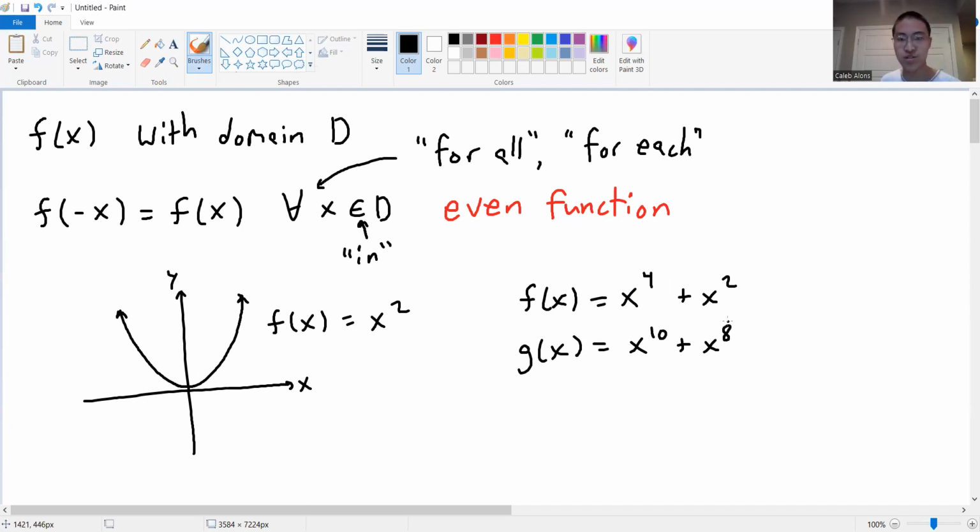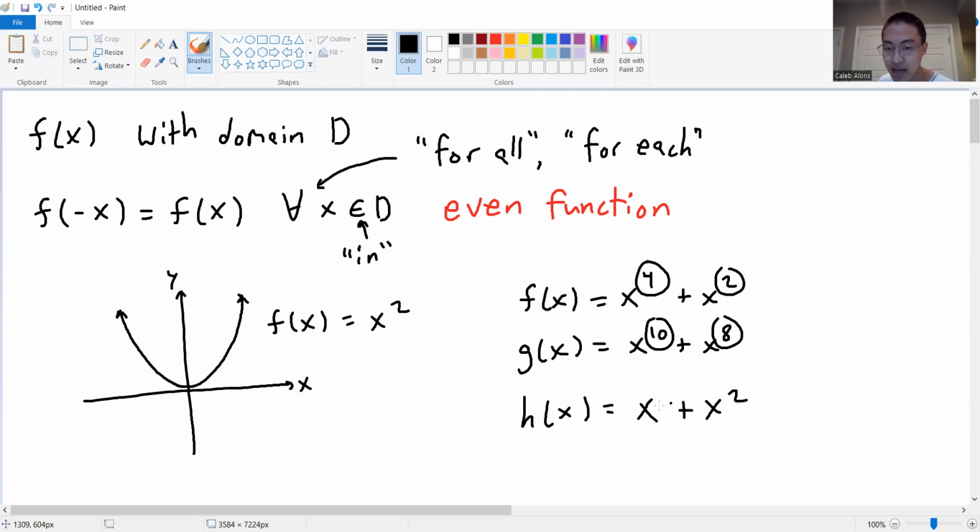These are even functions, and we know that because of these even powers. However, if you throw in an odd exponent, you break the pattern. So you can't have something like x plus x squared, because the power on that x is a 1, and 1 is an odd number, which means that this is no longer going to be an even function. So this one would fail to be an even function, whereas these are even.